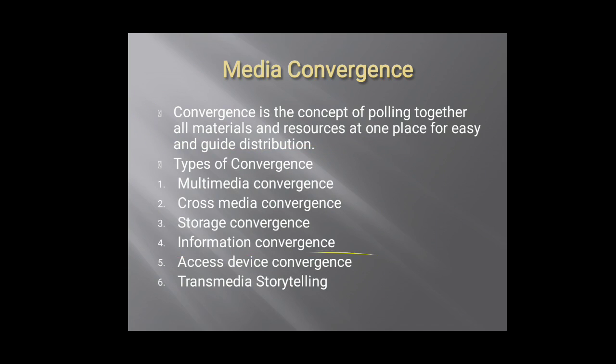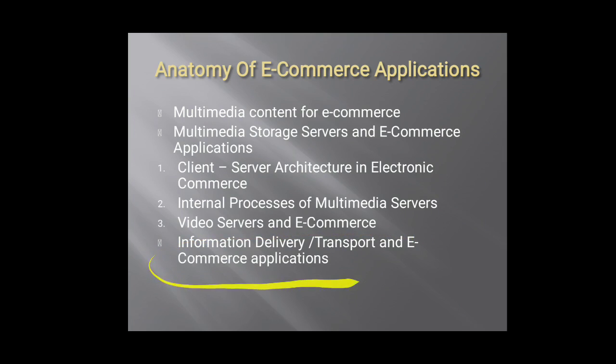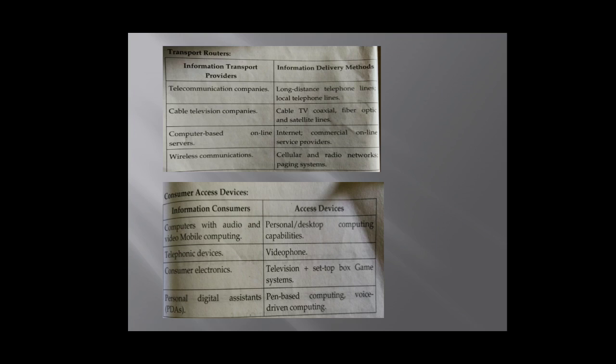From this, the third one is information delivery and transport of e-commerce applications, which is again divided into transport routers and consumer access devices. When we talk about transport routers, it is telecommunication companies, for example long distance telephone lines, local telephone lines, cable television companies, cable TV, coaxial, fiber optic and satellite lines. Then you have computer based online servers, internet, commercial online service providers. You have cable nets also. Wireless communications, that is Wi-Fi, radio networks, paging systems and cellular network, that is your mobile network.